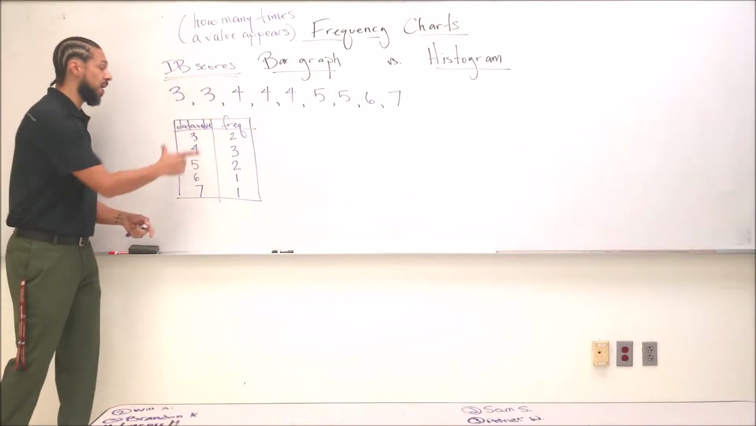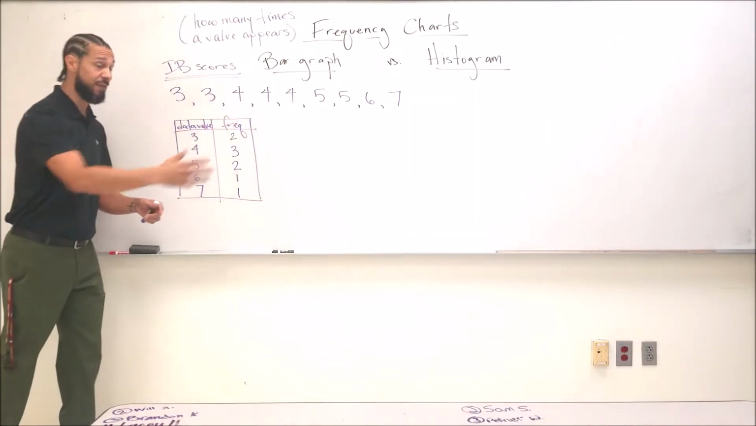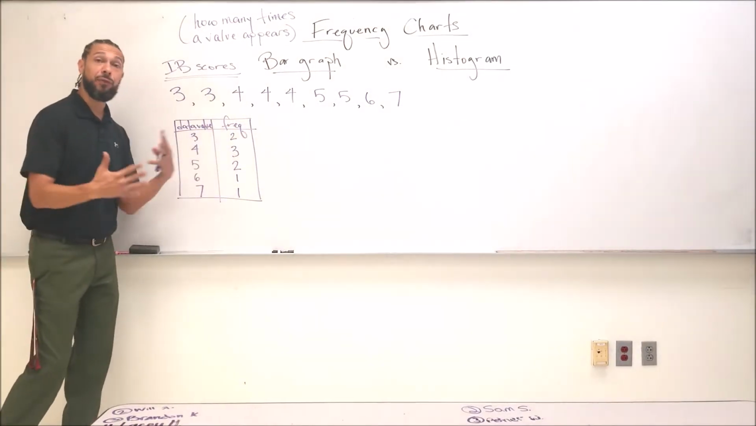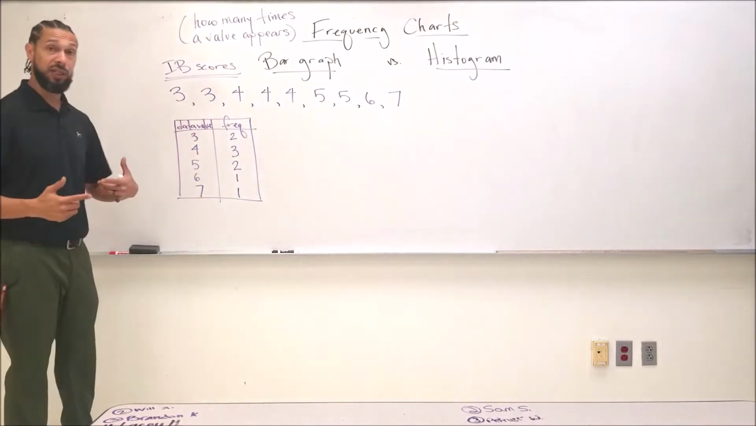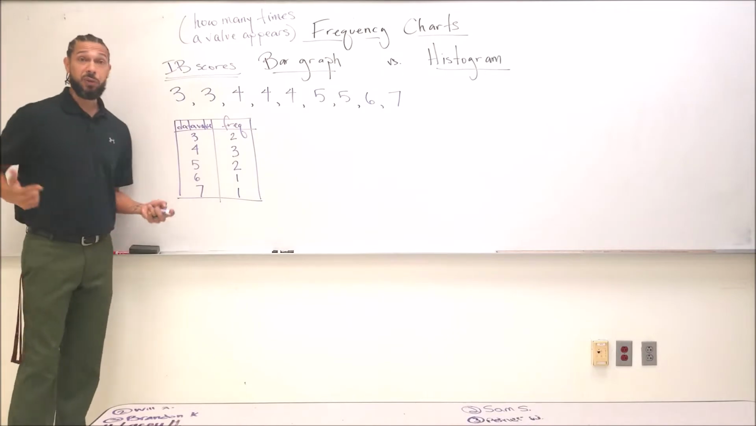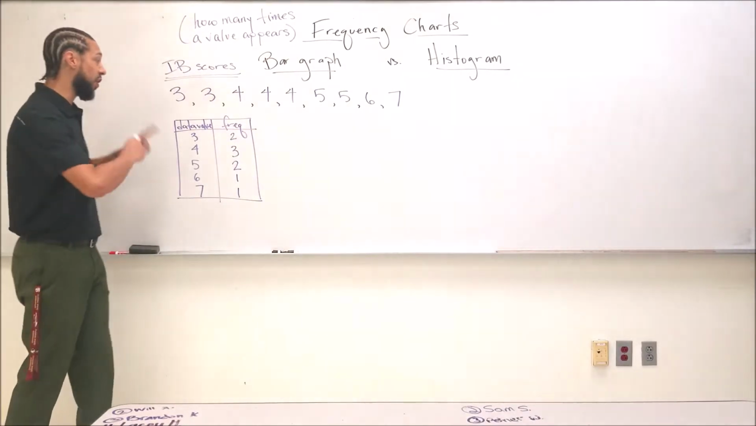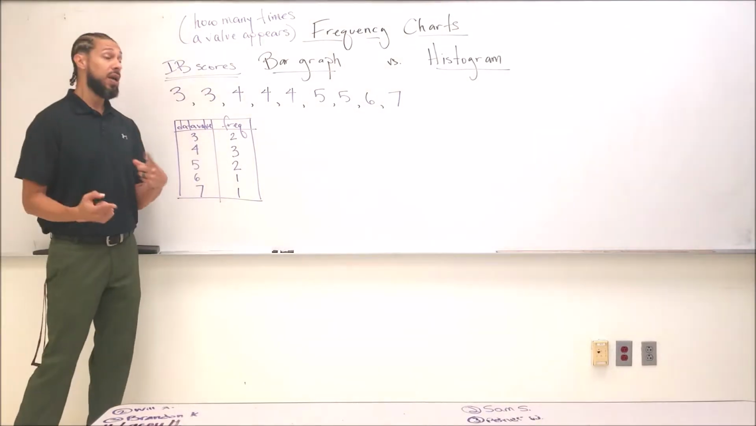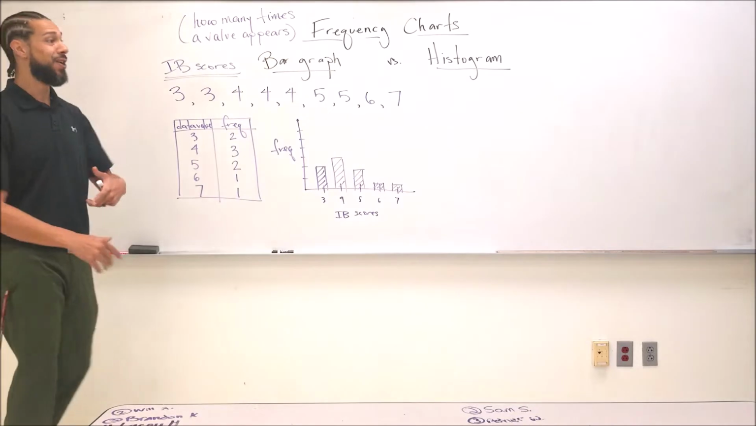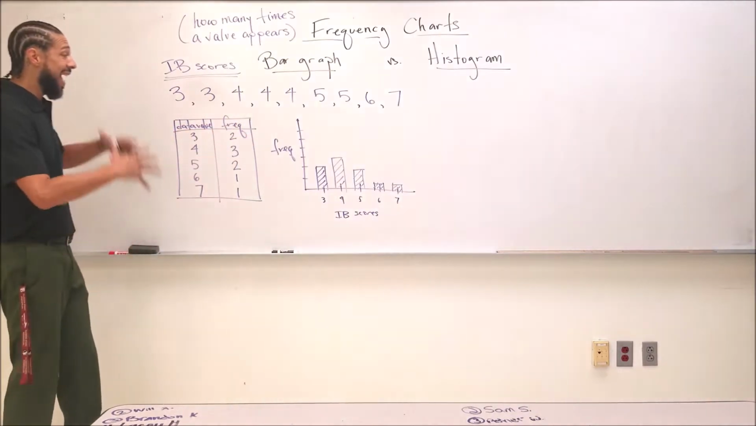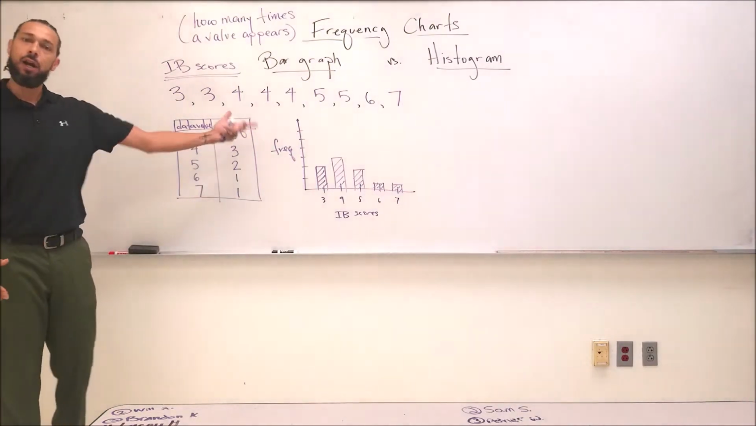As you can see, in my first column, I have data values, the 3s, 4s, 5s, 6s, and 7s. And in the second column, I have the frequency, or how many times each data value shows up in my list. It's a pretty simple process to turn this frequency chart into a bar graph. Let's do that. There's my bar graph. And this bar graph is a visual display of the data in our set.